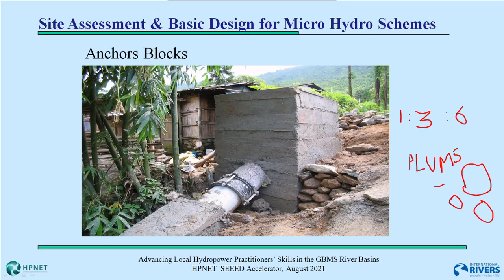Downstream of every anchor block, one expansion joint should be placed to allow for lateral movement of pipe due to thermal expansion. See the black ring here. That is an expansion joint.